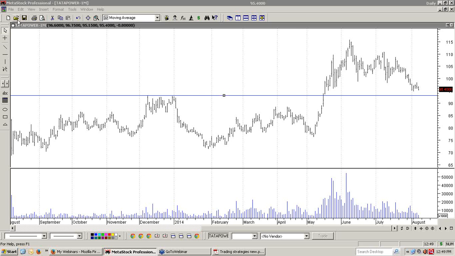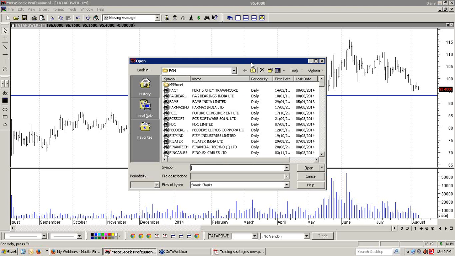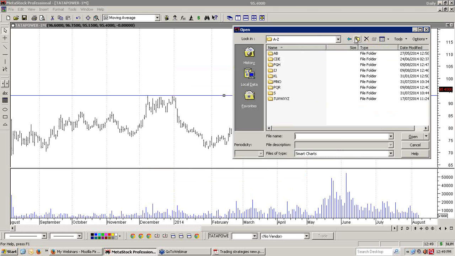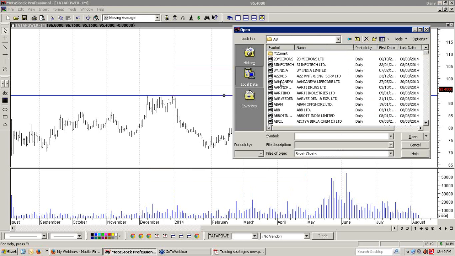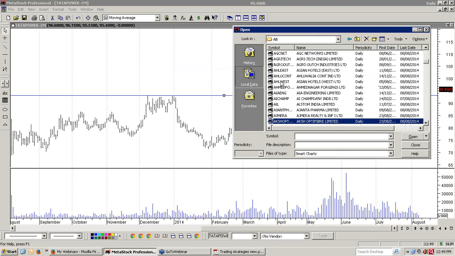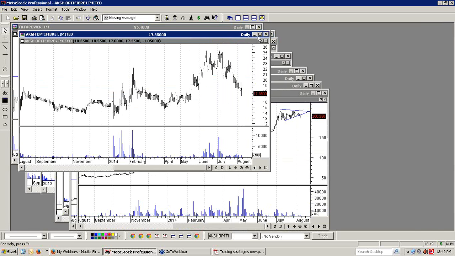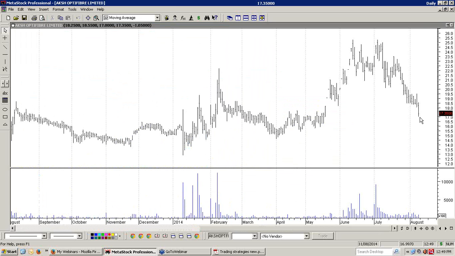Okay, another stock is Akshapti Fiber. Long time I've seen that particular stock. Akshapti Fiber is not a pure momentum stock. It is more of an operator based stock. So I would not like to comment much on this particular stock.